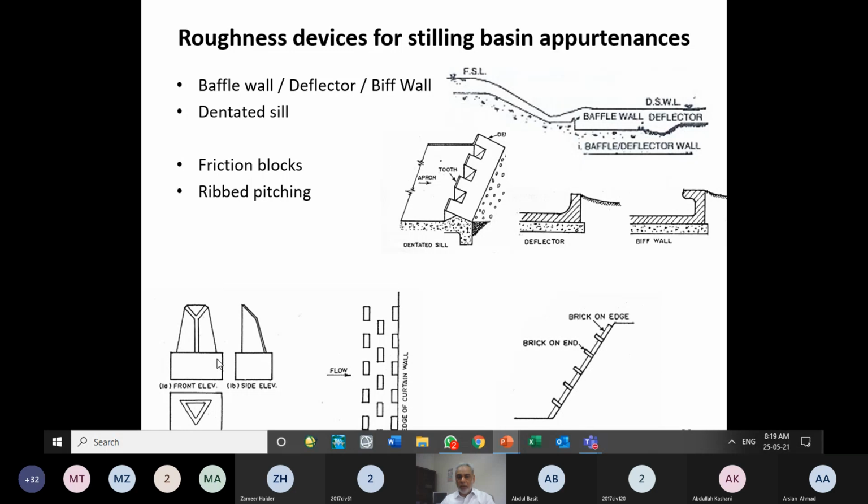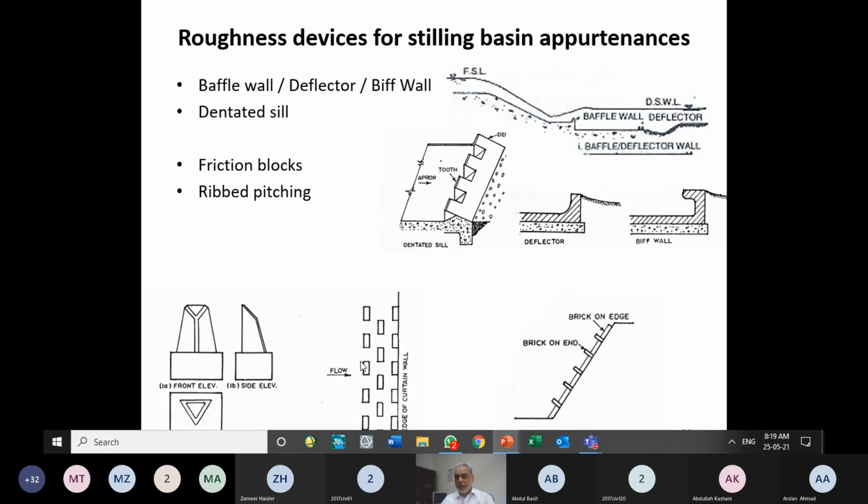This is a triangular shaped block, but people can use the rectangular shaped block also. There's no problem. That is simple to construct, and hydraulically they have the same effect. Only the face, the flow side, will be obstructing the flow. The back side is not obstructing the flow. The back side is giving it the structural stability.